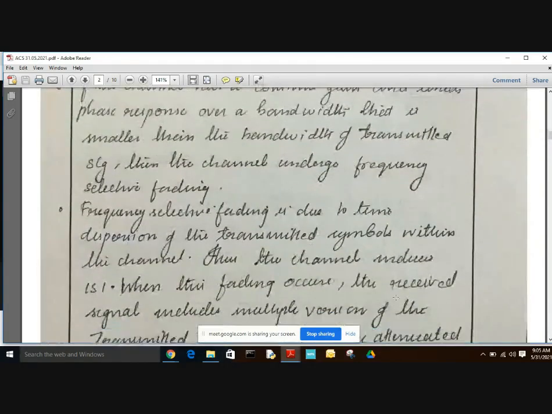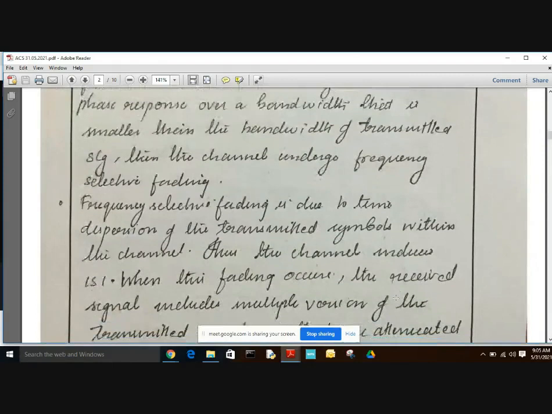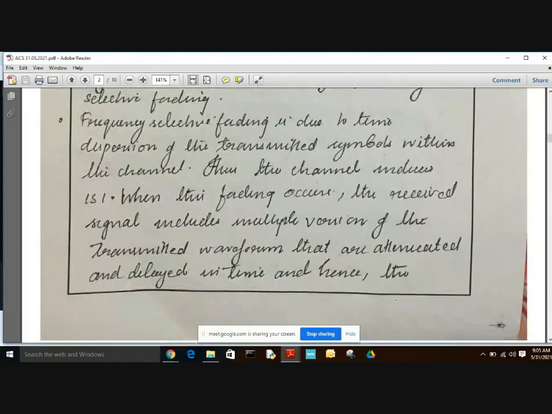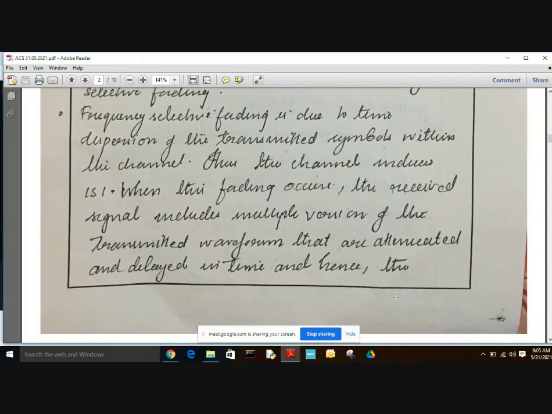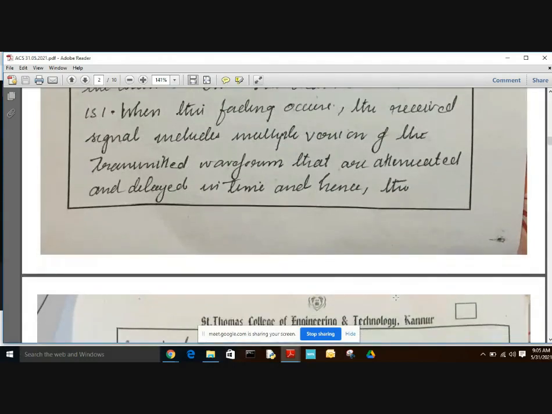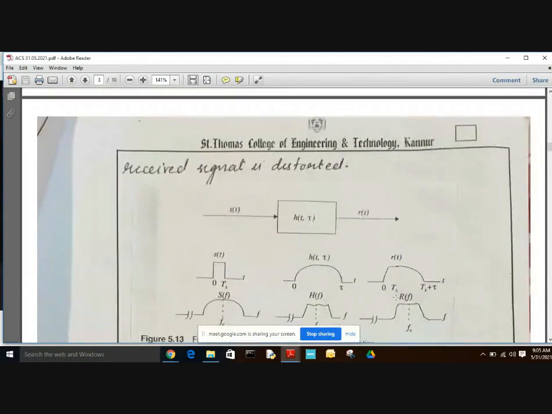So the frequency selective fading is due to the time dispersion of the transmitted signal within the channel. Thus the channel induces ISI. When the frequency selective fading occurs, the received signal includes multiple versions of the transmitted waveform that are attenuated and delayed in time, and hence we say that the received signal is distorted.